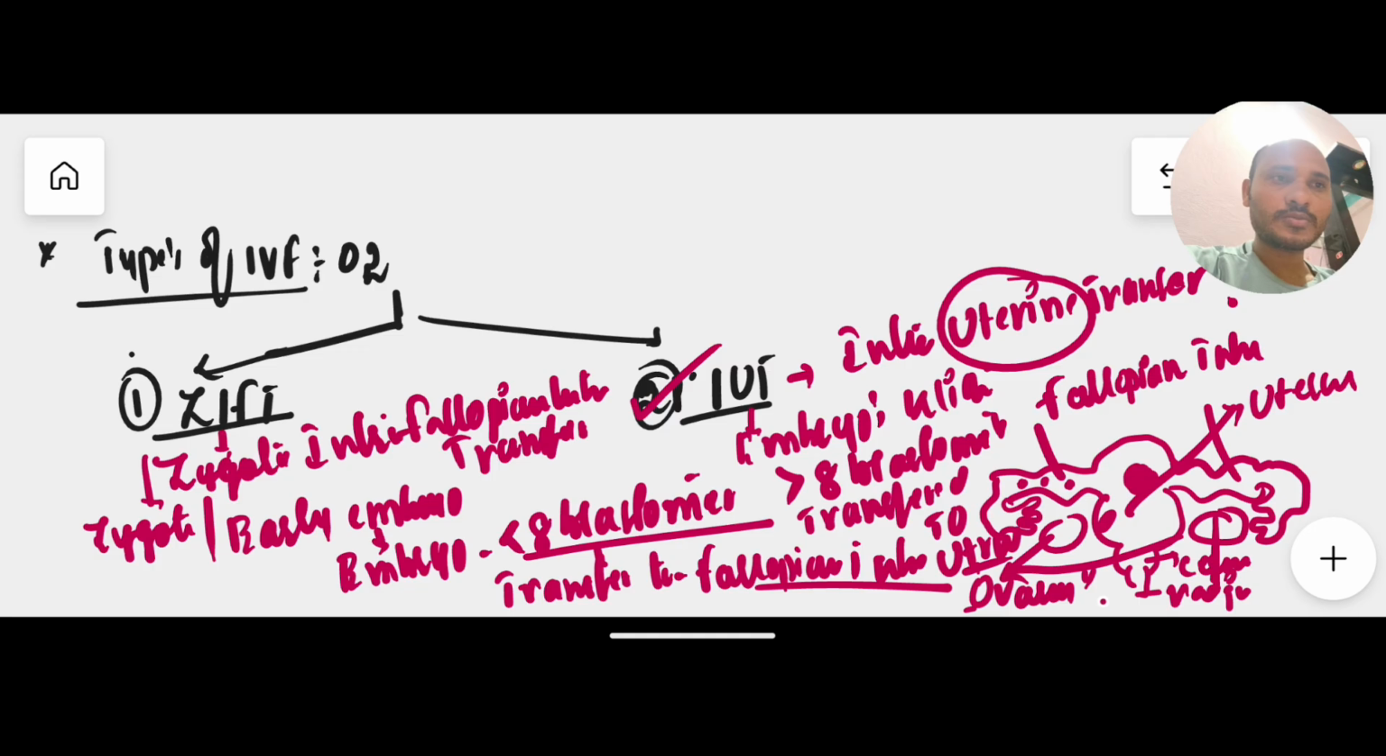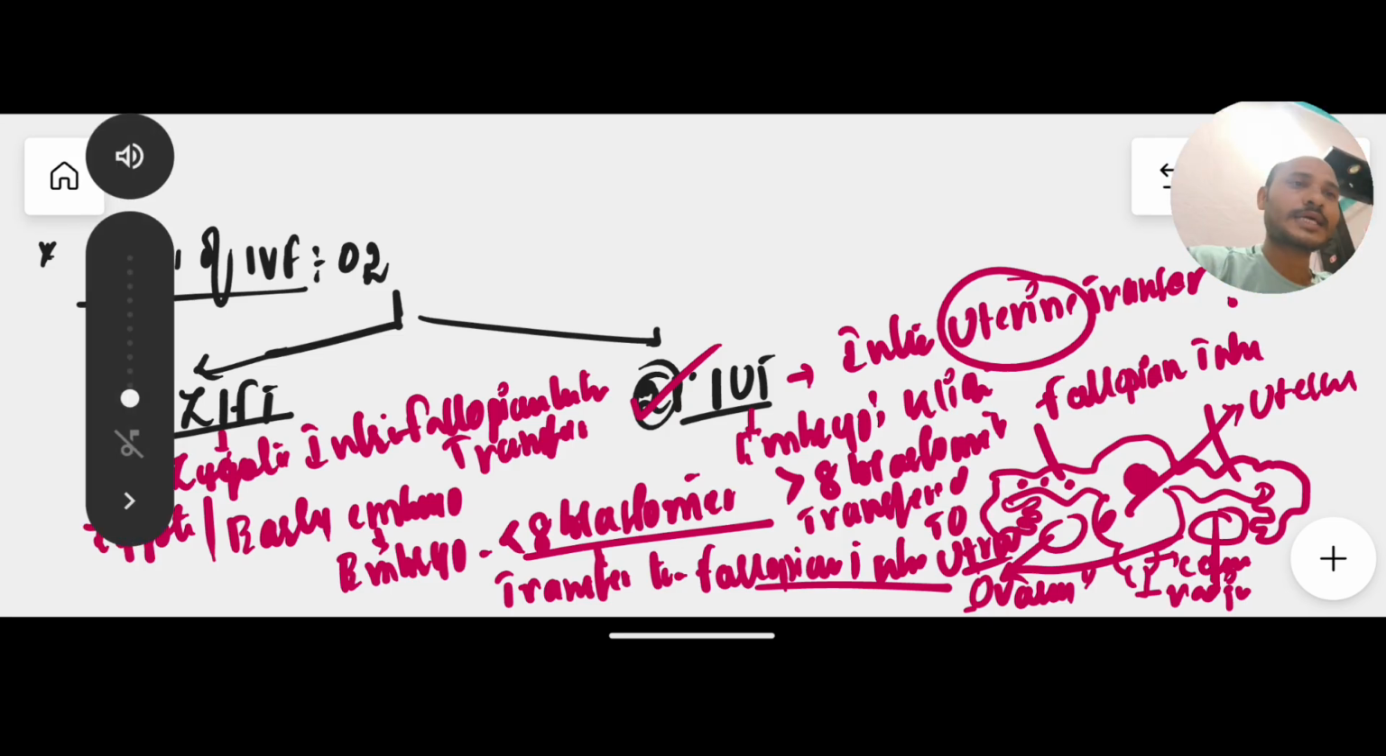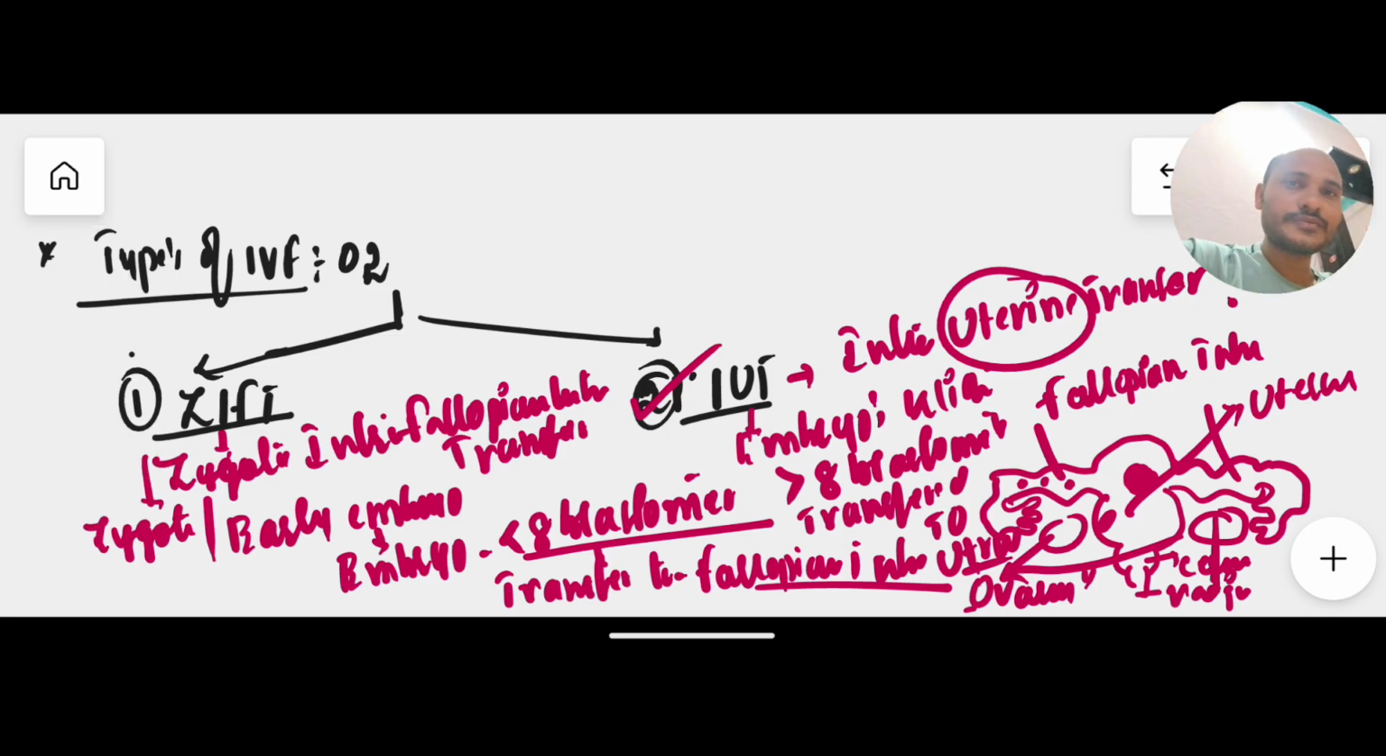So here in these two methods, the major differences are only two. In ZIFT, we can transfer embryo with less than 8 blastomere stage, and in IUT, we can transfer embryo with more than 8 blastomere stage. This is the first major difference. And one more difference is that in ZIFT, we transfer the embryo into the fallopian tube, but in IUT, we transfer the embryo into the uterus. So this is all about the different types of IVF we can use.